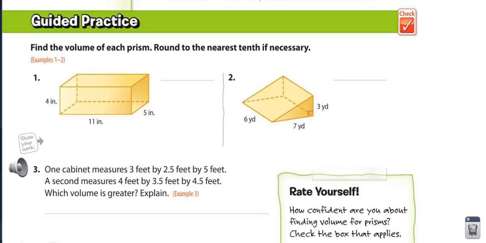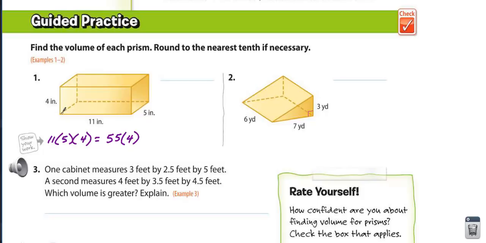So you should have worked these two problems out. Now please don't just listen to the video and wait for me to solve it. Actually do the problems. Take a shot at them, all right? So on this first one, I have a rectangular prism, which means I know that I am going to multiply the 11 times the 5 times the 4. You can do this in any order you want to. Do it in the order that I just wrote it. So 11 times 5 is 55 times 4.